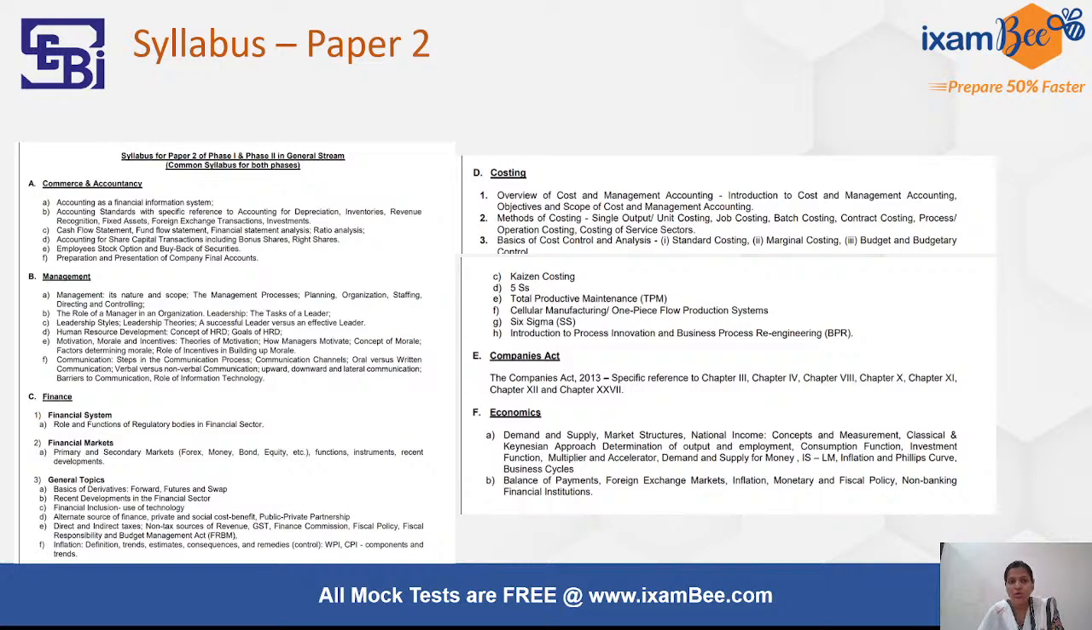So if I talk about the entire syllabus, this is the paper 2 syllabus I am talking about, and this paper 2 is common in your phase 1 and phase 2 both. So you have to study this in detail and well, so as to be able to clear both your phase 1 and substantially be up in the merit list for phase 2, and these will also be helpful in your interview. So overall you have to prepare 6 subjects. We have commerce and accountancy, management, finance, costing, Companies Act and economics, right? So today specifically I'm going to talk about commerce and accountancy.